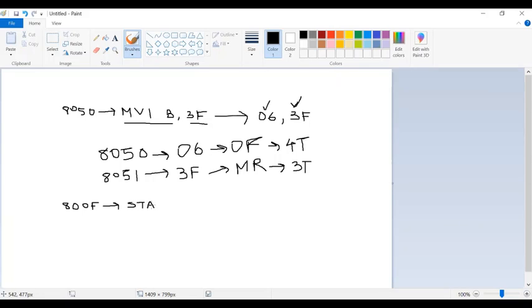So what is the function of this instruction? Store the accumulator content into the 9000 memory location.